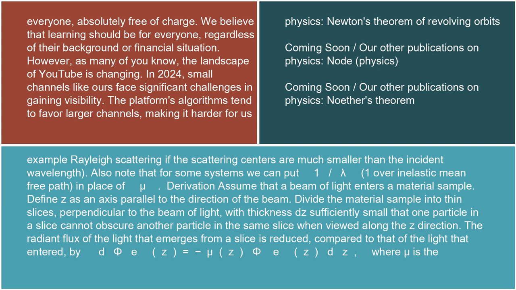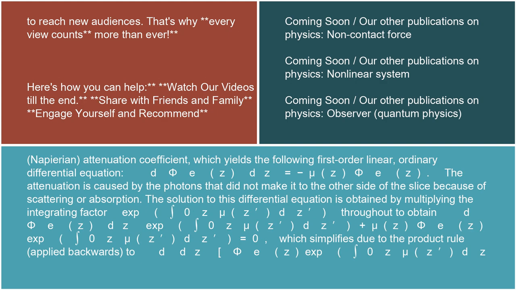The radiant flux of the light that emerges from a slice is reduced compared to that of the light that entered by d phi_e(z) equals minus mu(z) phi_e(z) dz, where mu is the Napierian attenuation coefficient, which yields the following first-order linear ordinary differential equation: d phi_e(z)/dz equals minus mu(z) phi_e(z). The attenuation is caused by the photons that did not make it to the other side of the slice because of scattering or absorption.